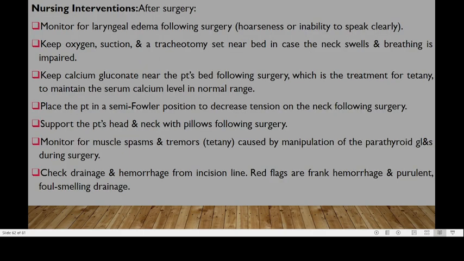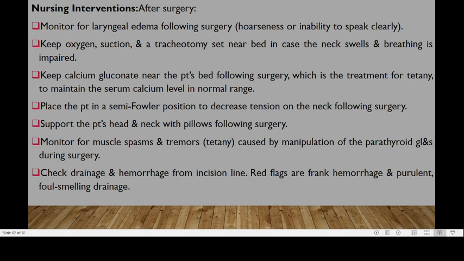After surgery, you need to monitor for laryngeal edema so that you rule out hoarseness or inability to speak clearly. Keep oxygen, suction, and a tracheostomy set near the bed in case the neck swells and breathing is impaired. Keep calcium gluconate near the patient's bed following surgery, which is the treatment for tetany, to maintain the serum calcium level in normal range.